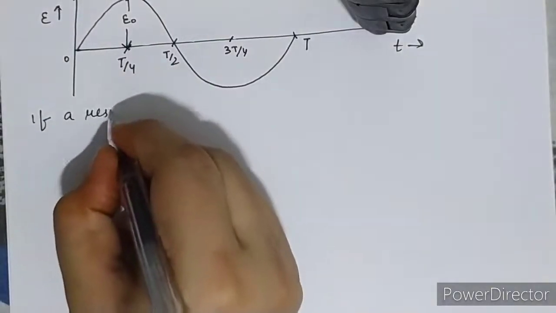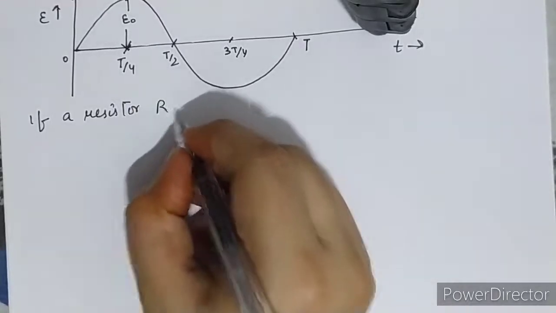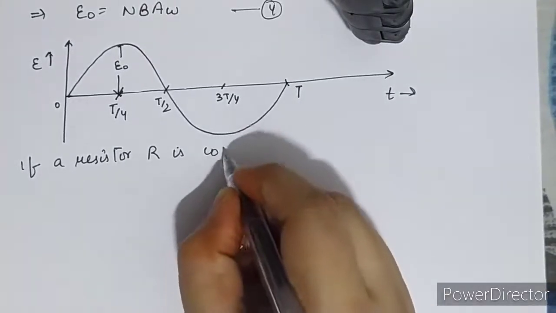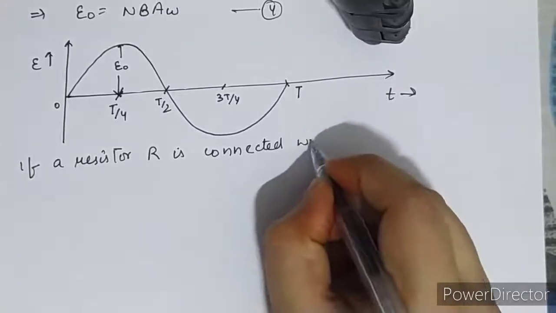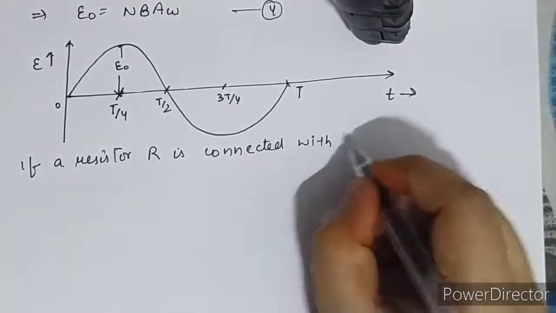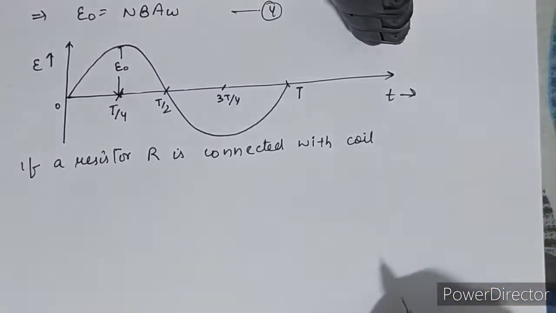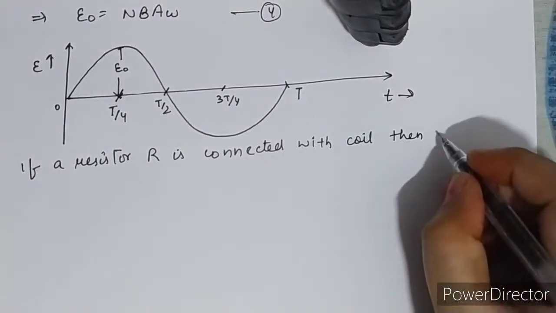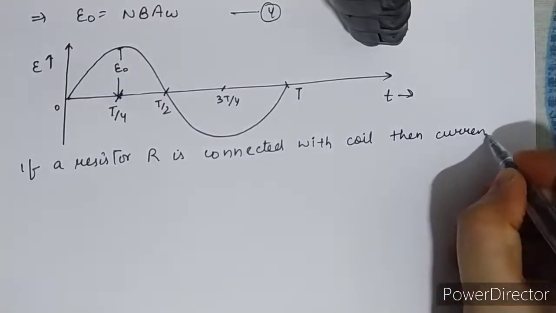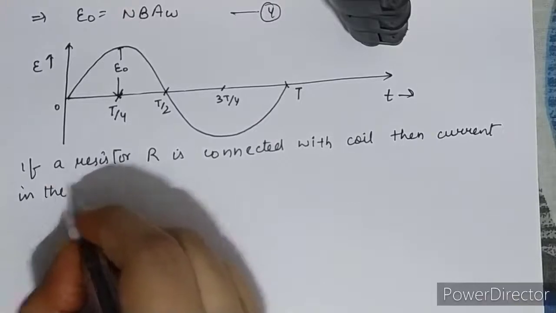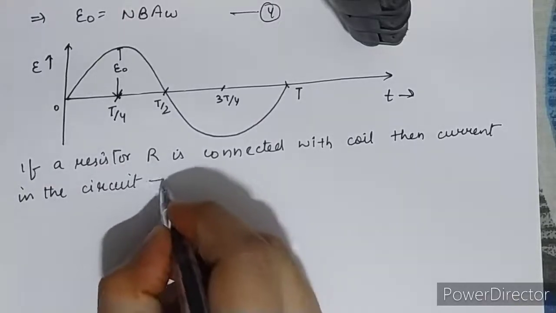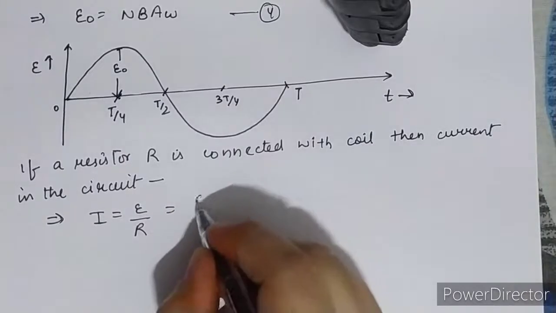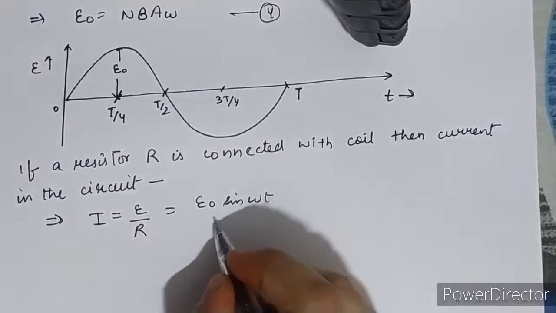Okay, now if a resistor R is connected with the coil, then the current in the circuit is I is equal to EMF upon R. The value of E is E naught sin omega t upon R.